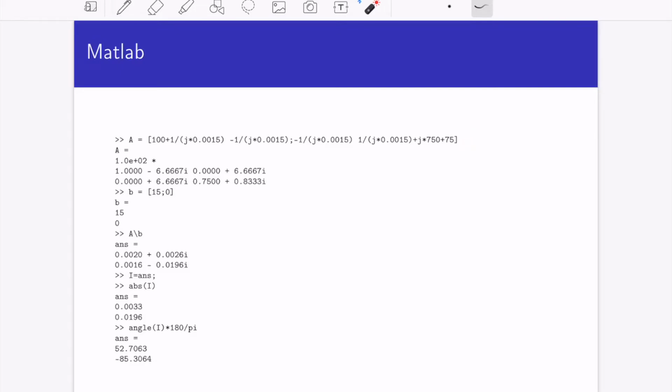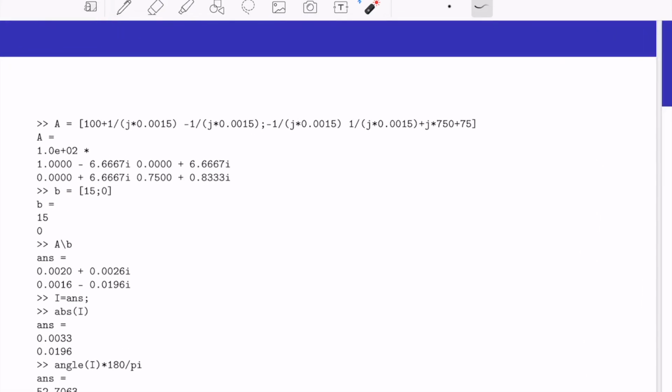We enter in B as a matrix. It's a vector. So we have two rows with one column. So we have 15 semicolon 0. That tells us it's going to be a column vector. Okay, and we can echo that. And then we do A backslash B.